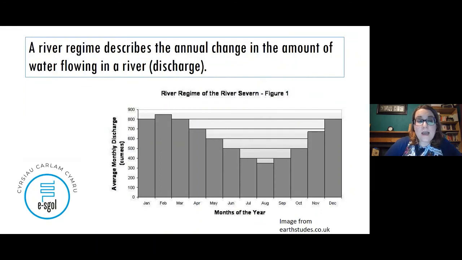We can also look at our river by looking at a river regime, and this describes the annual change in the amount of water flowing in a river. This is showing the river regime of the River Severn. There are certain times of the year where there is a higher discharge than at other times of the year.